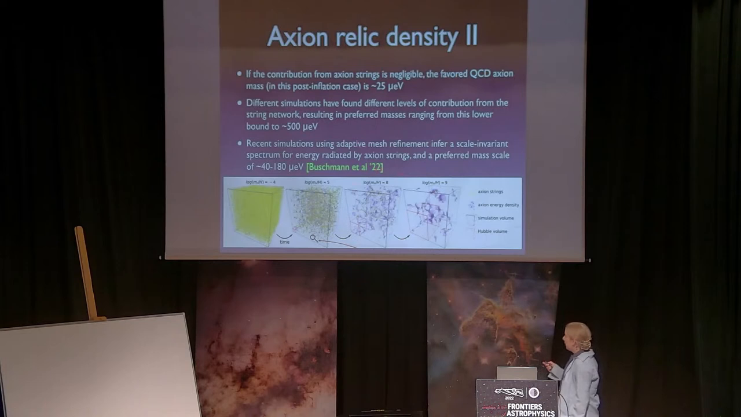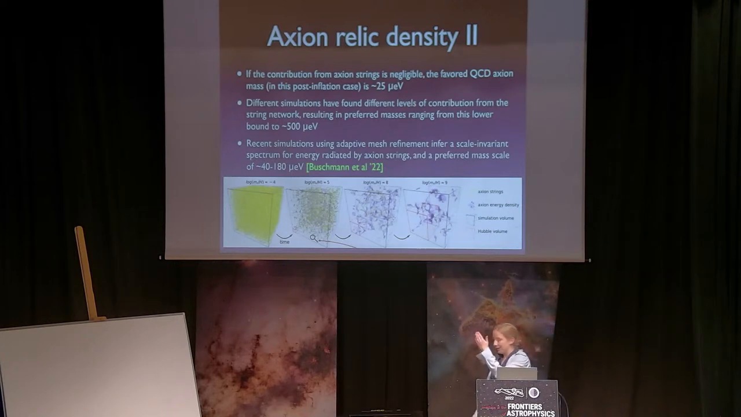This is one example of a recent set of simulations using adaptive mesh refinement to try to cover the large range of scales that you need to think about, from the horizon scale all the way down to scales of the smallest axion strings. They find a preferred mass scale somewhere between 40 and 180 micro-eV. However, I think this is a nice paper, but this is also a problem that people have been working on for a long time, and the numbers have moved around a bit. So I would not take this as gospel, but it's an interesting guideline.